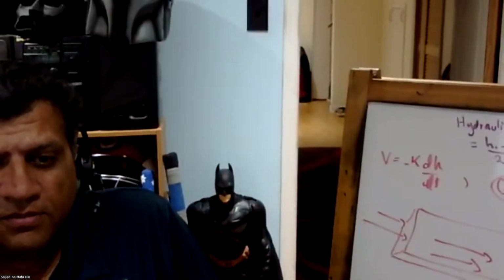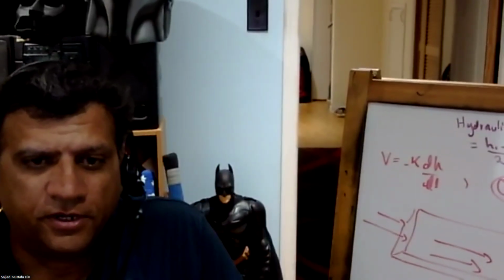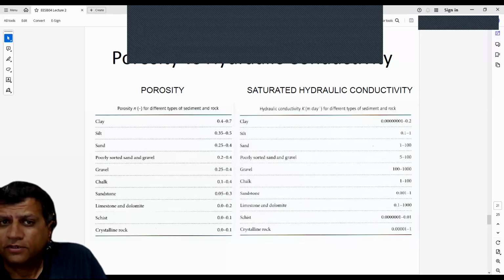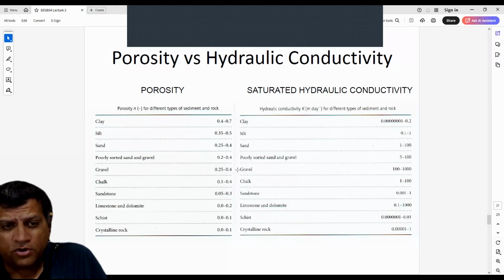So that was a nice little clip that AI generated on hydraulic conductivity. Okay, so you can see here that the higher the porosity in general, the higher the hydraulic conductivity. Not always the case, though. With clay, that's not the case.